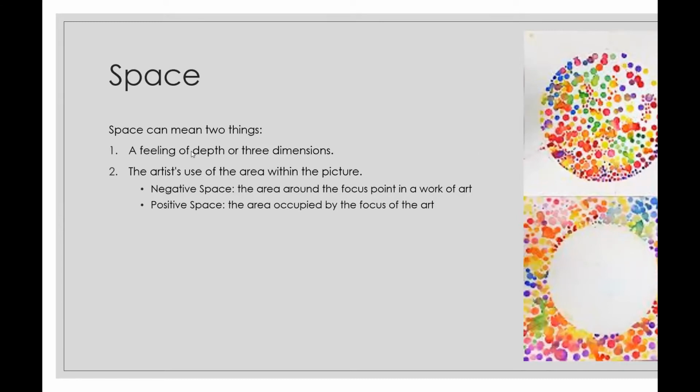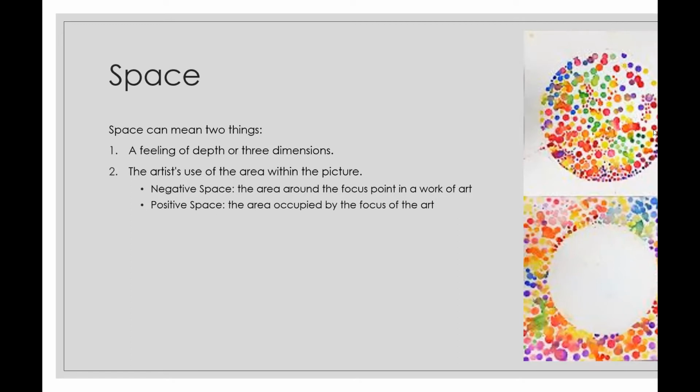So space in art can mean two things. It can mean if your picture feels like it has depth, which means it feels like you're standing somewhere and you can look off in the distance, or it can mean where you focus when you are looking at the artwork. So when we are looking at this picture on the top, there's my mouse, you can see that there is a circle, and the circle has all of the rainbow dots inside.